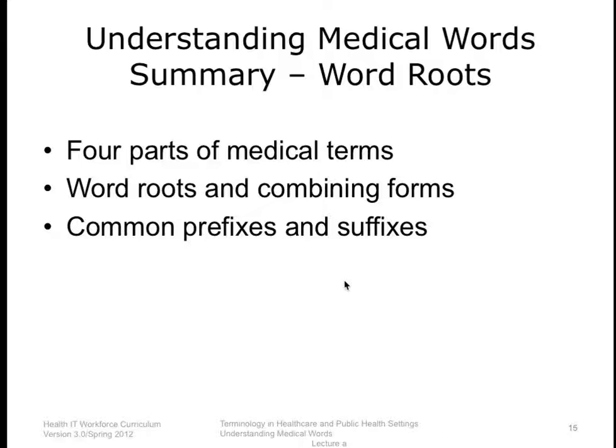So now what we've talked about is the four parts of medical terms: the word roots and combining forms, common prefixes and suffixes. You've been exposed to them here. You're going to go much deeper in your other slide sets.